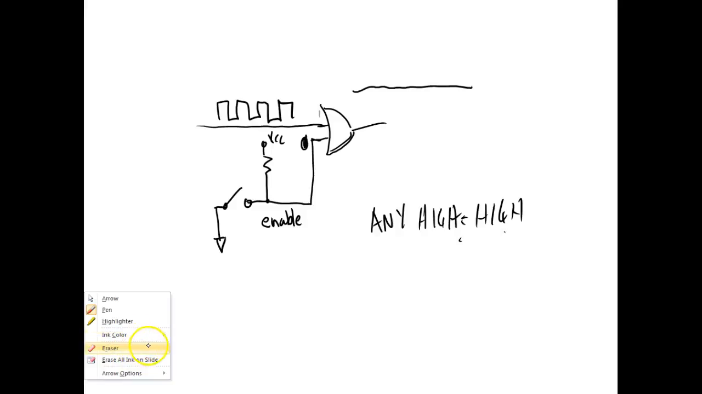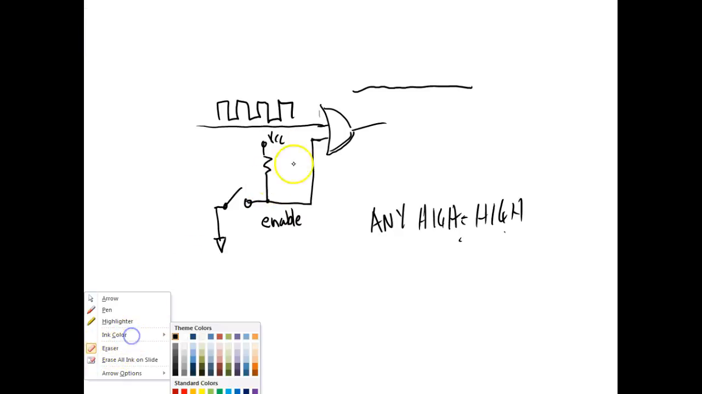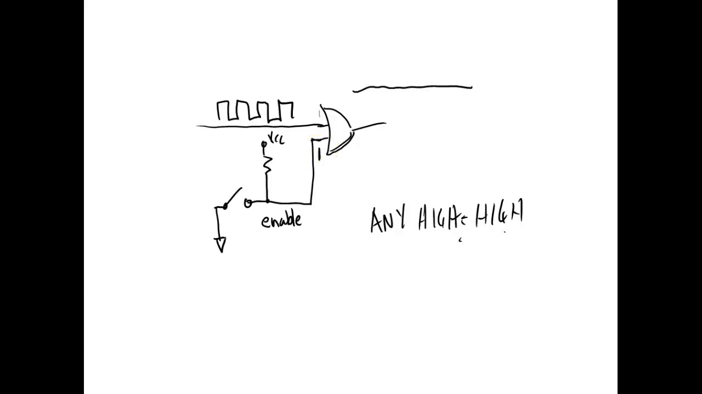Okay, I have the switch open. If the switch is open, then this resistor is going to pull this up. That's called a pull-up resistor, by the way. So what we've got on this input right here is a solid 1. Is that any high? Okay. Is this any high? Yes or no? Yes. Yes, it's any high. If I have any high, the output is what? High. So right now the gate is closed.